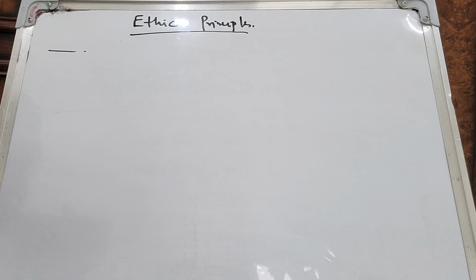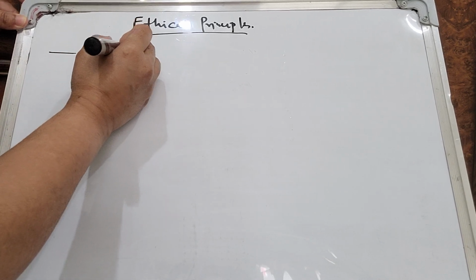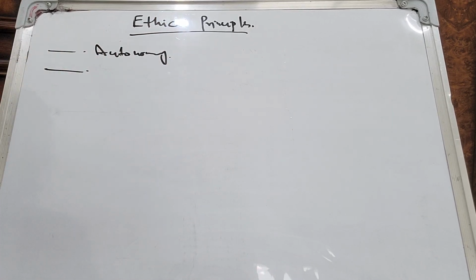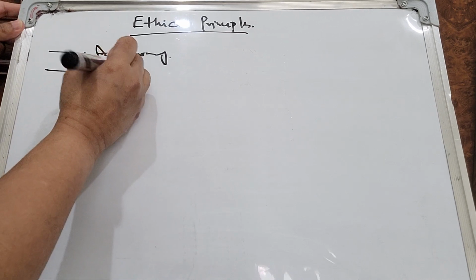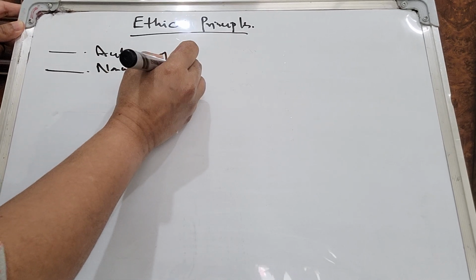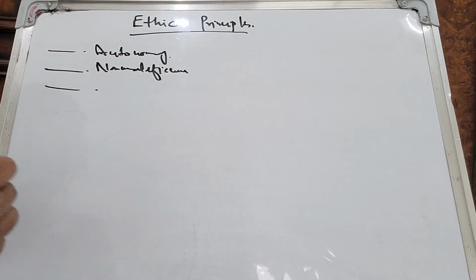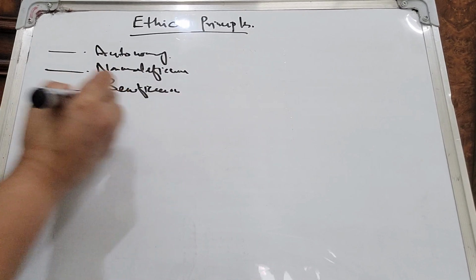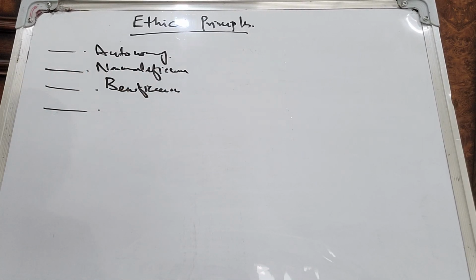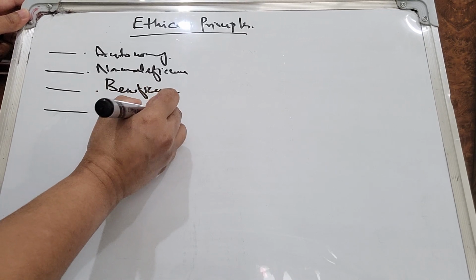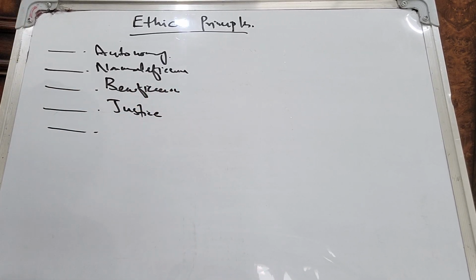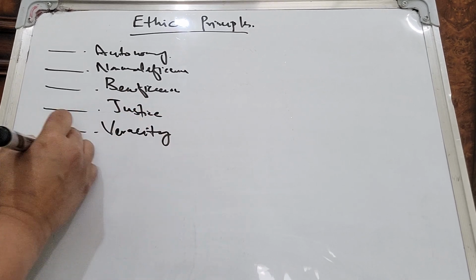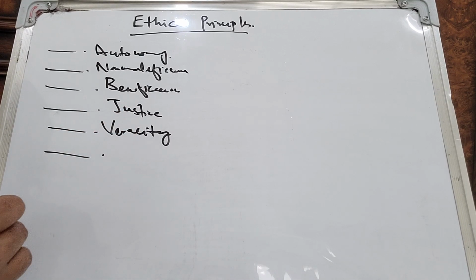Number one is autonomy. Number two is non-maleficence. Number three is beneficence. Number four is justice. Number five, veracity. Number six, fidelity.